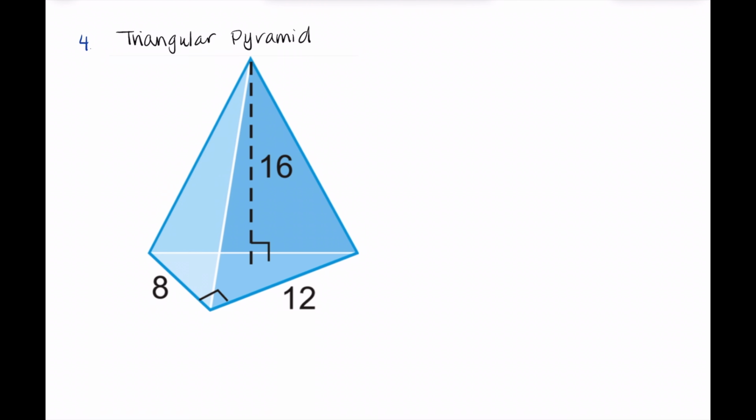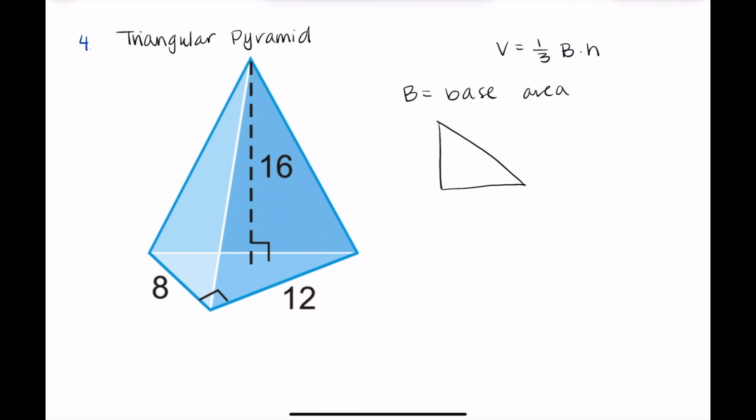If we look at the picture here, it looks like we have a triangular pyramid, right? So now we have to recall the volume equation for triangular pyramids. The volume equation is 1/3 times capital B times H. And for this one here, remember, capital B doesn't just stand for base, it stands for base area. So we're going to have to calculate that.